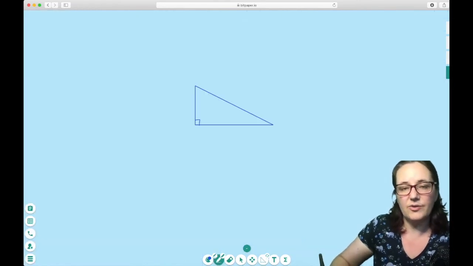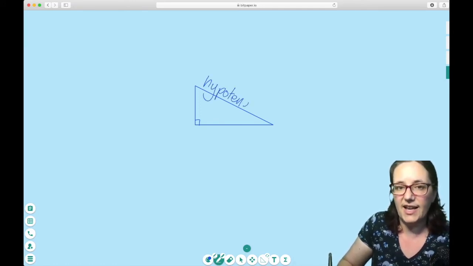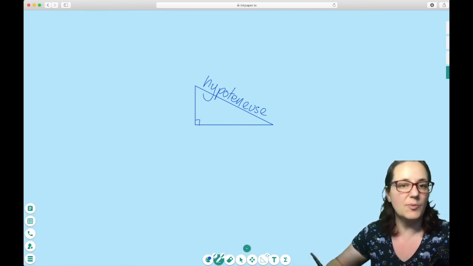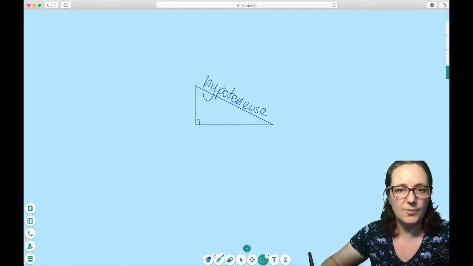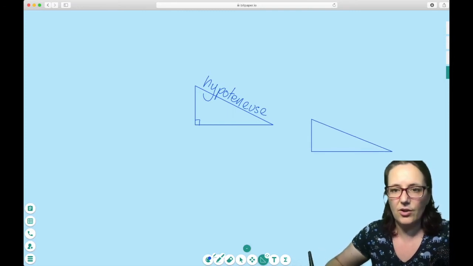So this diagonal side here is called the hypotenuse. We don't always see it as a diagonal because the triangle could be in any position at all. The triangle isn't necessarily going to be drawn that way round. Sometimes people can get caught out with this simply because the triangle is being turned.